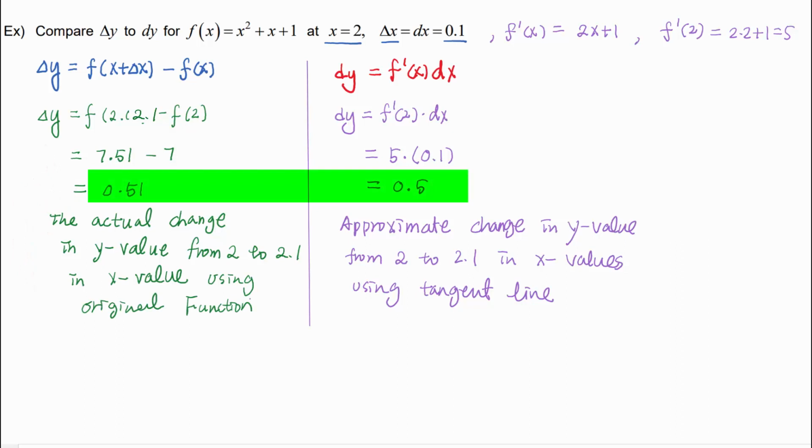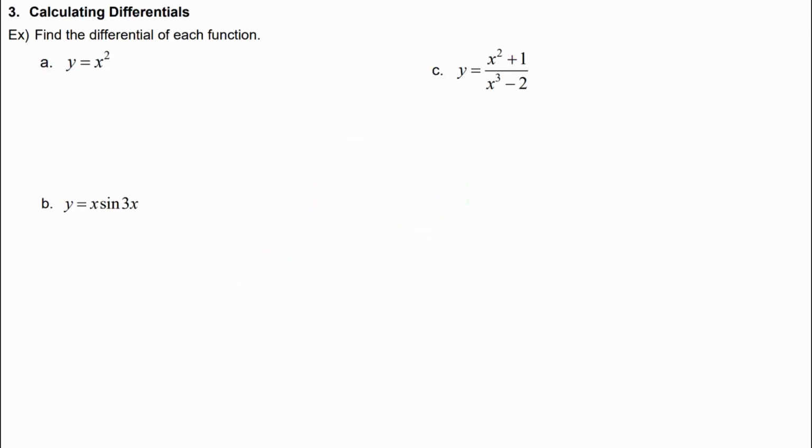So what do you think? It's not too bad, right? The original change in y values from 2 to 2.1 is 0.51. And if you use the tangent line approximation, dy, the approximate change in y values is only 0.5. Their difference is 0.01. Not bad at all.